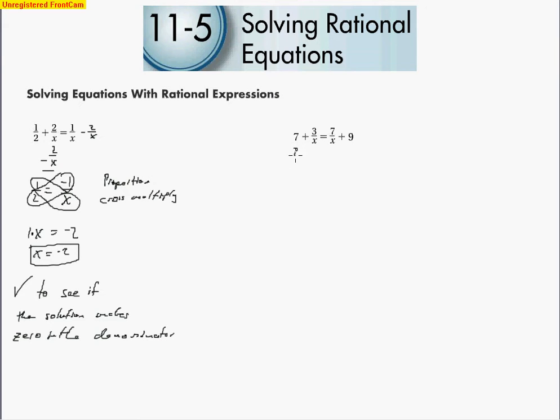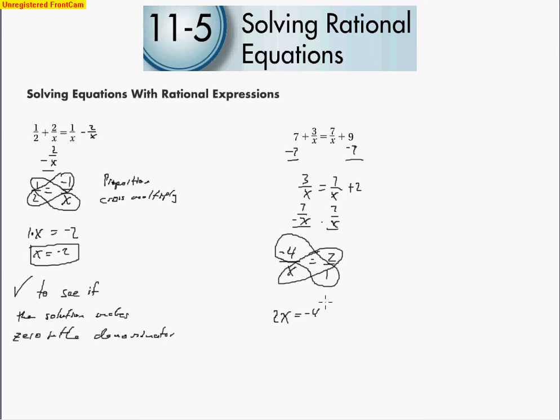Let's go ahead, and I'm going to solve this the same way. I'm going to subtract 7 from both sides, and that's going to leave me with 3 over x equals 7 over x plus 2, because we've got more positives than negatives. Then I'm going to subtract the 7 over x from both sides, and that leaves me with negative 4 over x equals positive 2. I'm going to treat that 2 as a fraction, 2 over 1. I'm going to cross multiply here, and I'm left with 2x equals negative 4. So I divide by 2, and I get negative 2 as the solution. And I check that negative 2 in for the x will not make 0 in the denominator, so that is my solution.